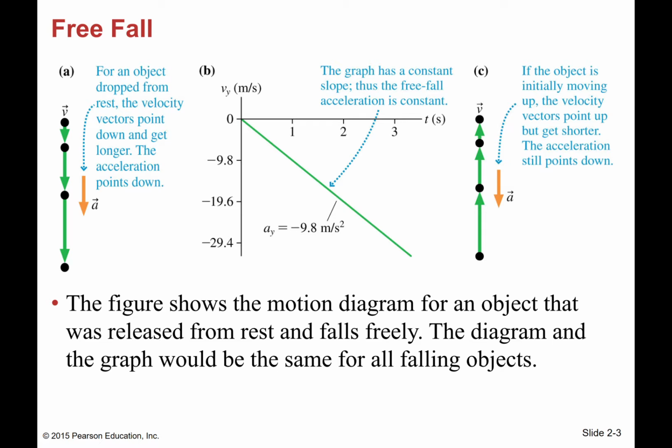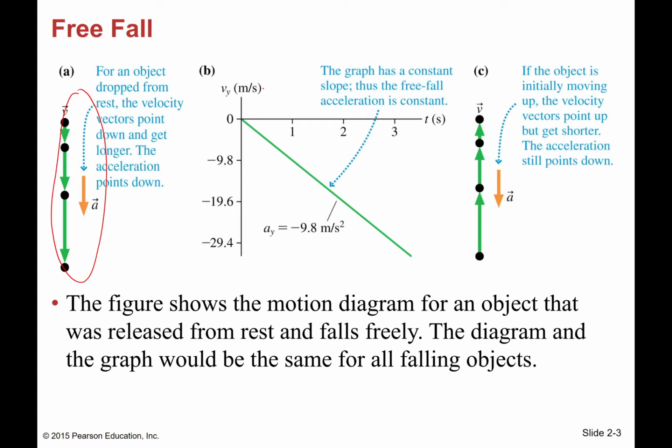We have a motion diagram here. You can see the acceleration always points downwards towards the ground, and here we have the velocity increasing in the same direction as the acceleration. So this object is speeding up. This is equivalent to dropping an object.